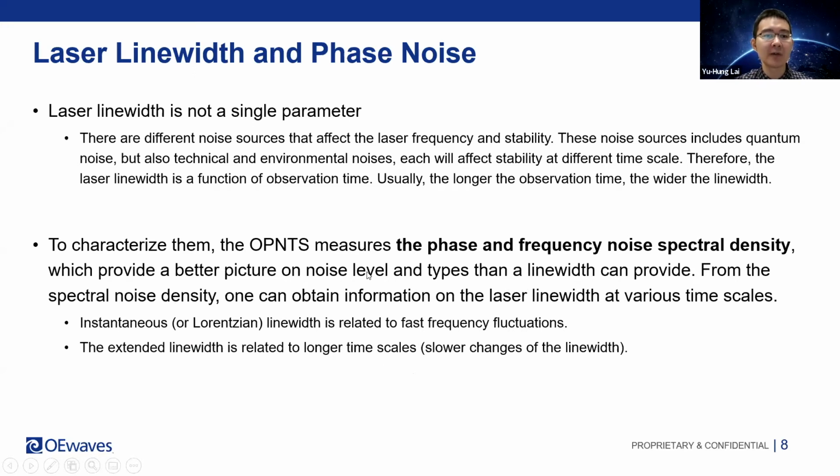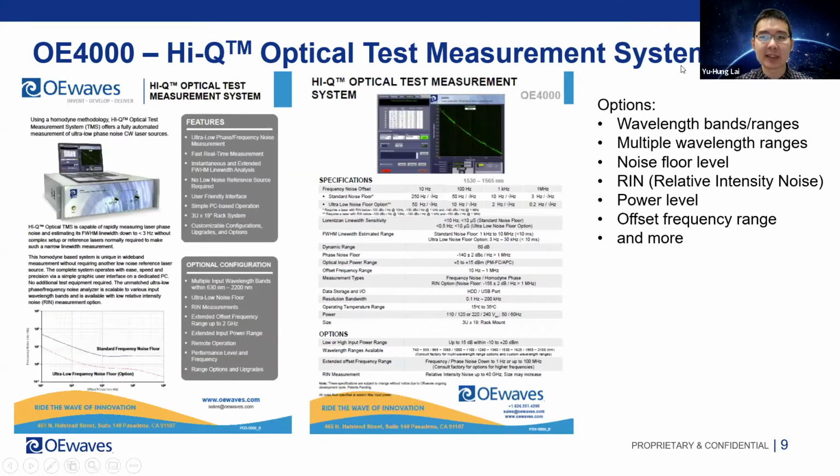So our OE4000 high-Q optical test measurement system actually has a lot of capability here. We can select different wavelength band ranges or multiple laser wavelength ranges, such as 740 to 935, 965, 1 micron to 1.11 micron, 1260 to 3060 nanometer, 1575 nanometer, 1950 to 2150 nanometer. So we have a wide band that can be accessed to do the measurement.